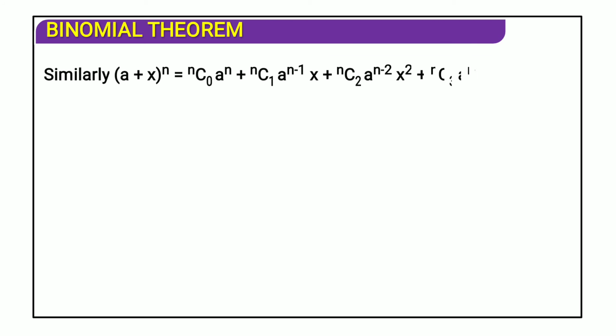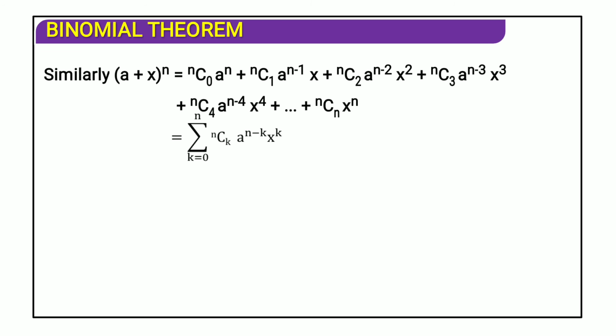Simply we can say (a + x)^n = nC0 a^n + nC1 a^(n-1) x + nC2 a^(n-2) x^2, and so on. Seems to be like this. If I want to write it generally, then you have to retain this. This is the thing that you need to retain. This is a simple formula.